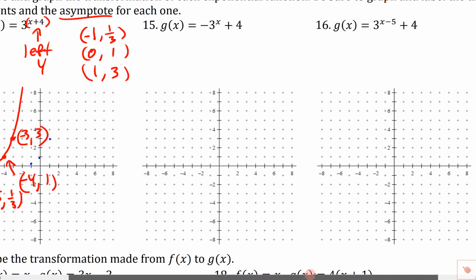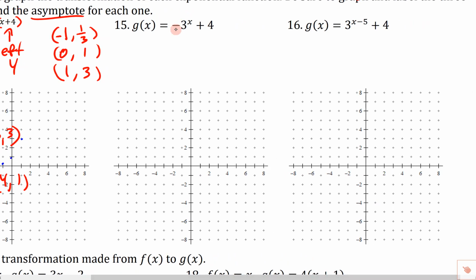Same 3 key points. Now we're going to take these and do a vertical flip. We're going to flip it across the x-axis, and then we're going to move this up 4. So instead of having these key points right here, we do a vertical flip. So this one's going to be upside down, so it's going to be there. Let me do that in red. Instead of being at 0, 1, we're going to be at 0, -1, and this is going to be 1, -3.